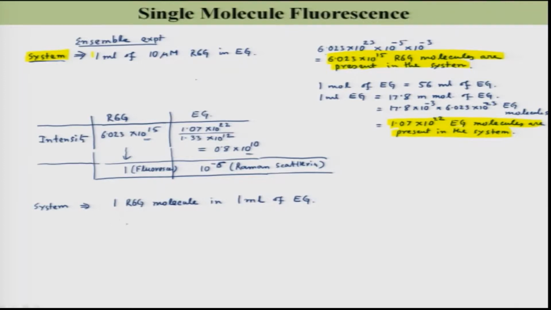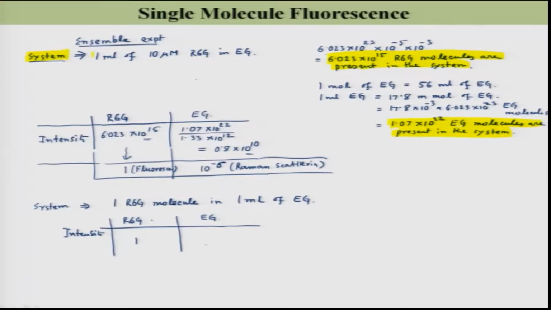So, if I now write this intensity, rhodamine 6G, what I am going to get is just 1 over here, and the intensity of Raman scattering by this ethylene glycol depends on how many ethylene glycol molecules are present. That number I already have determined over here. So, 1.07 into 10 to the power 22, right.